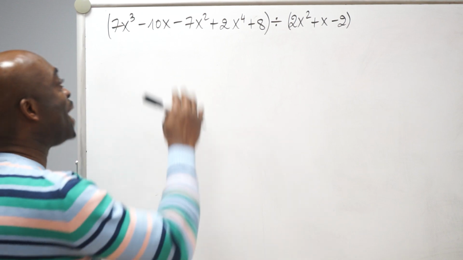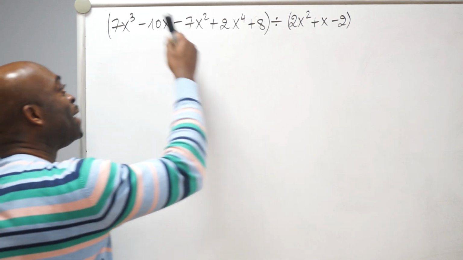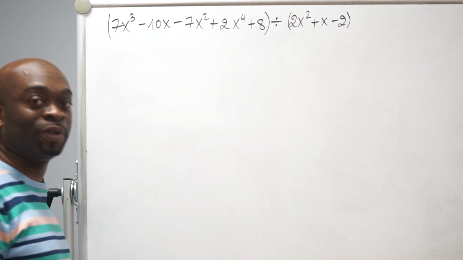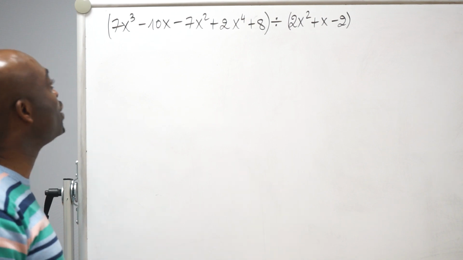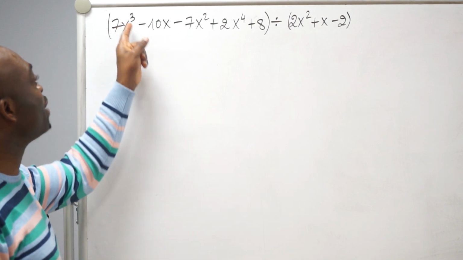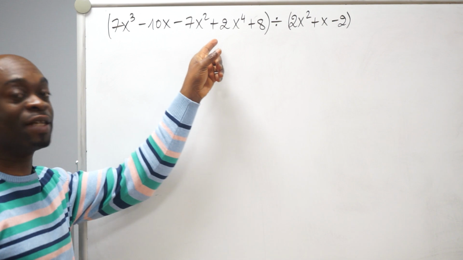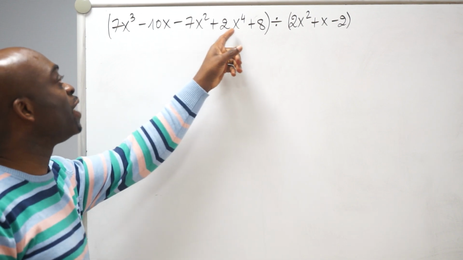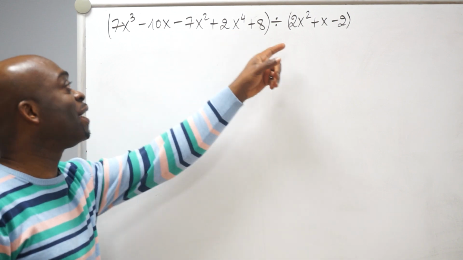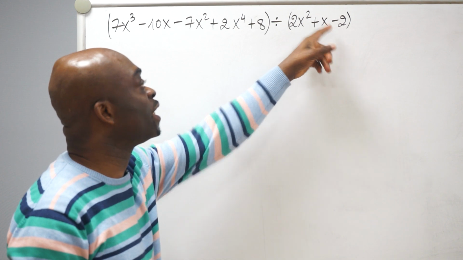Guys, we're dividing polynomials. So we have a polynomial divided by another polynomial, okay? So what's really happening here? In this case, we have 7x to the third minus 10x minus 7x to the second power plus 2x to the fourth plus 8, divided by 2x to the second power plus x minus 2.